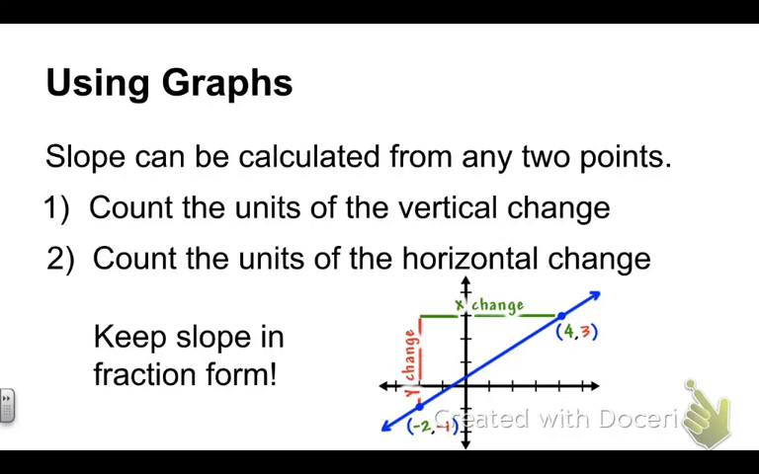And then keep the slope in fraction form. If it doesn't divide out into a whole number, keep it as a fraction. Do not put it as a decimal point. You're making more work for yourself if you do that. Leave it as a fraction. I don't care if it's an improper fraction. An improper fraction is not a wrong fraction. All right, so keep the slope in fraction form unless you can make it a whole number.